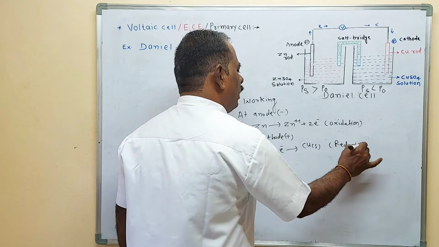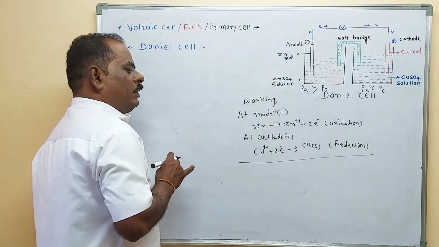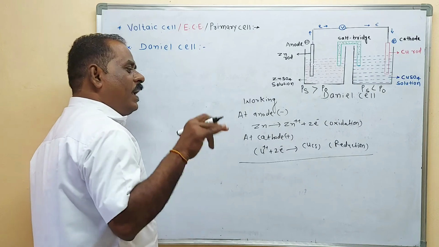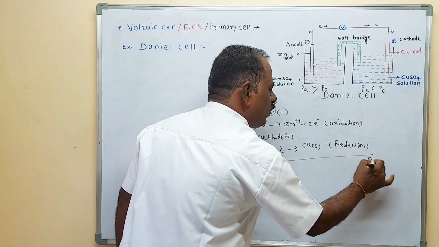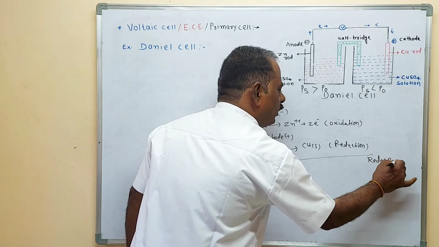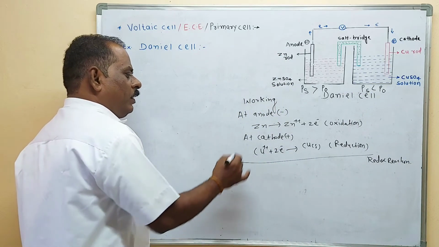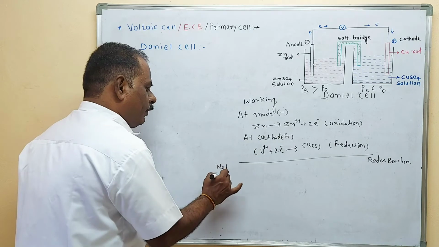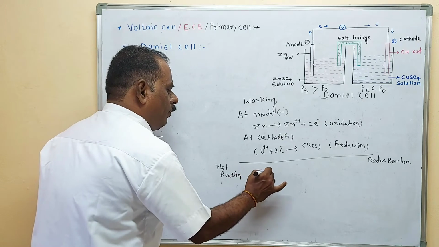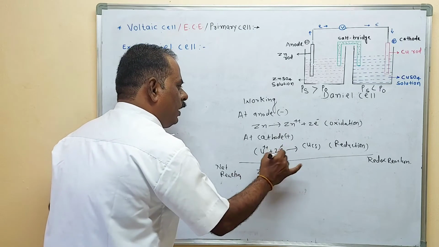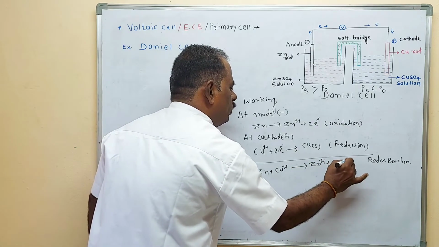You know the definition of reduction according to the electron concept theory. The reaction in which electrons are accepted is called a reduction reaction, and the reaction in which oxidation and reduction take place simultaneously is called a redox reaction. Remember an important point: in an electrochemical cell, a redox reaction takes place. The net reaction is Zn plus Cu2+, the electrons get cancelled, and it forms Zn2+ plus Cu, which is deposited on the electrode.